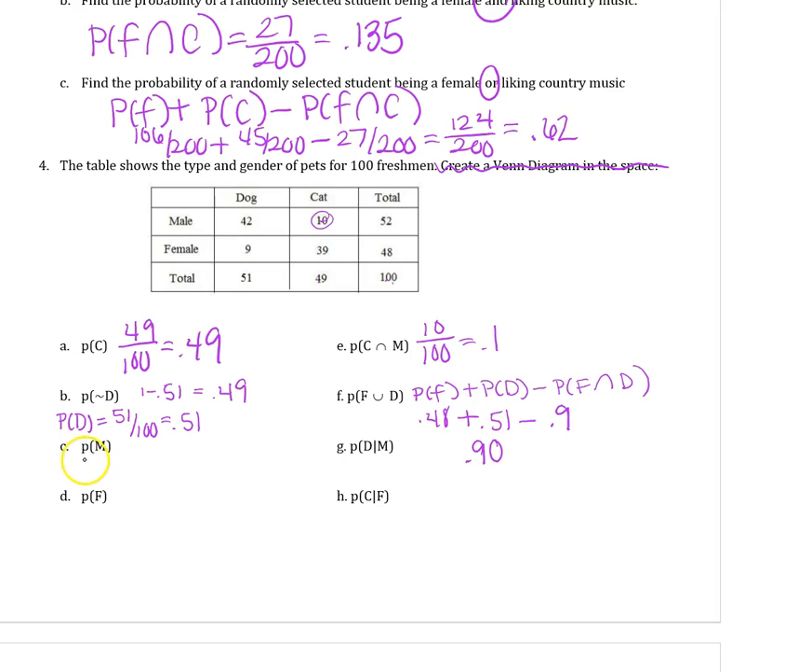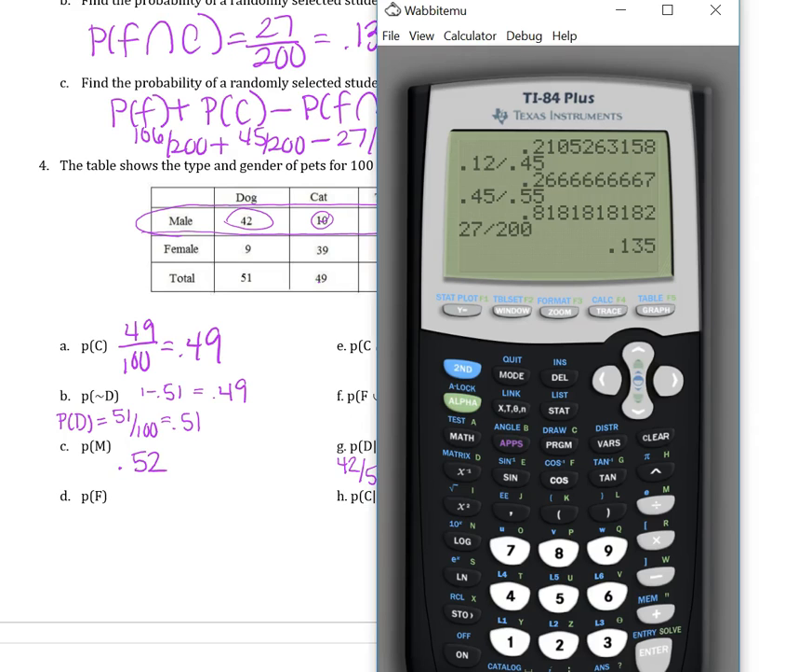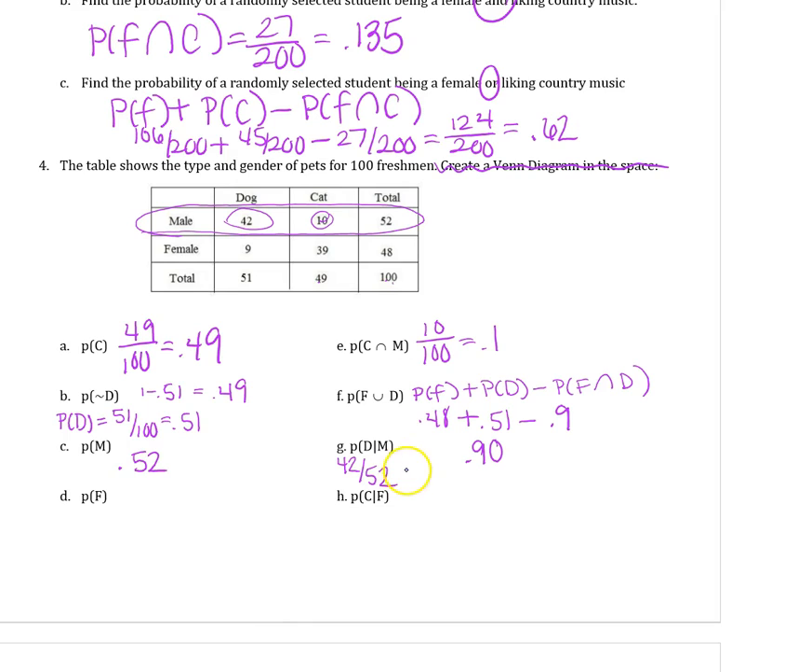Okay, probability of just being male, we've got 52 out of 100, or 0.52. Dogs given male, so we're looking at just the male row, and dogs, which is 0.42 out of, actually I'll just write 42 out of 52. Okay, and then whatever that divides to. So let's see, 42 divided by 52, 0.807 or 0.808.